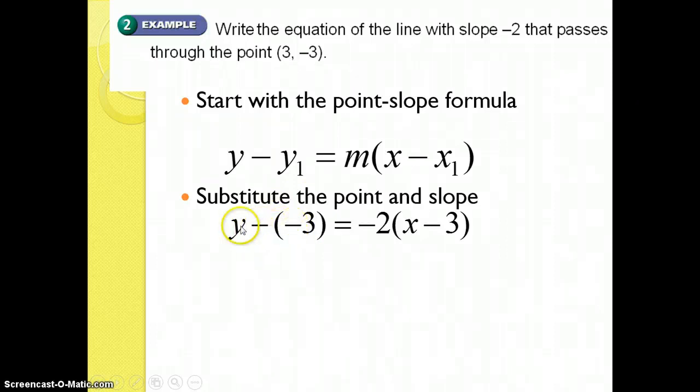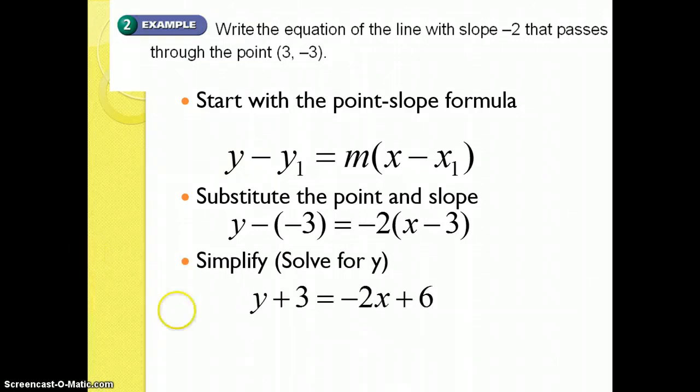All right, so I'm going to simplify. I'm solving for y, and that gives me y plus 3 equals negative 2x plus 6. Again, two negatives make a positive. So if you went back to example 1, if you saw a plus 3 here, you know that was actually a minus 3. And there's kind of an explanation of why. When you subtract a negative, you're really adding, and that changes the original formula. Okay, and when I subtract 3 from both sides, 6 minus 3 is 3.